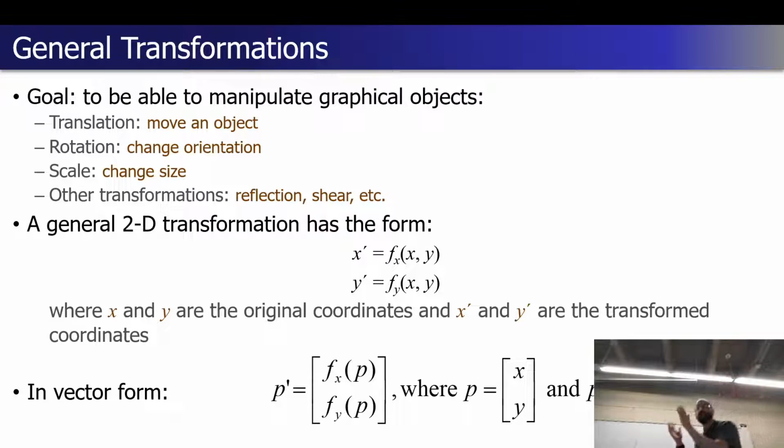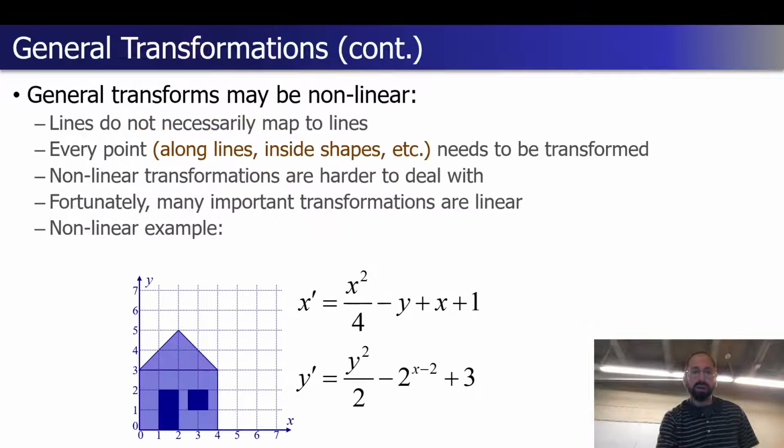We may want to reflect the triangle across an axis or across a line. We may want to modify x in terms of y or y in terms of x, that's called shearing our objects. In general, a 2D transformation would just be an algebraic function in both x and y dimensions. So we'd have an f sub x and an f sub y that take in the initial values x and y and produce a changed value x prime and y prime. In a vectorized form, it is shown as down there.